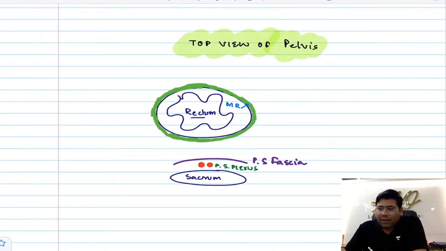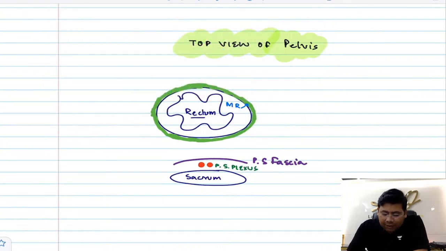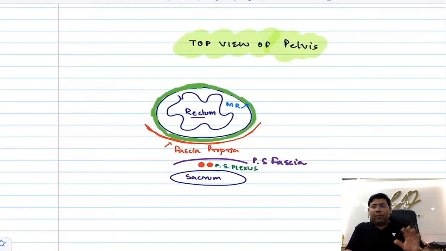Bache, look. Let us try to understand. This is presacral fascia. The next that we have is the endopelvic fascia condensing on the what side, students? Posterior side. So what is this fascia that we are talking about? This is known as fascia propria of the rectum. Students, try to understand that this is the toughest topic of GIT. So fascia propria of the rectum.